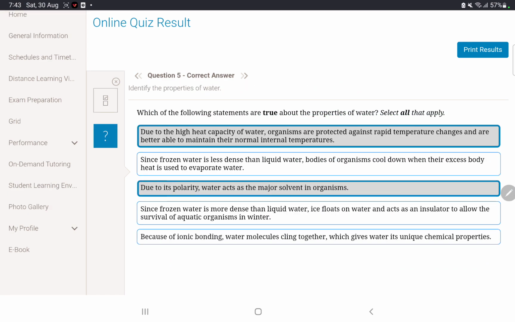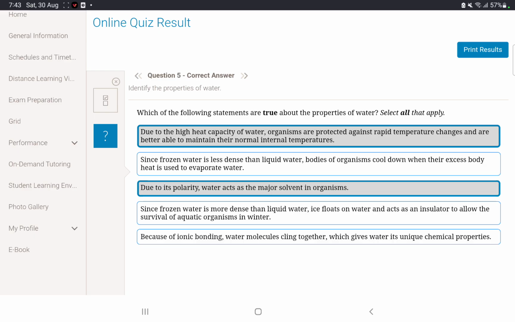Which of the following statements are true about the properties of water? Due to the high heat capacity of water, organisms are protected against rapid temperature changes and are better able to maintain their normal internal temperatures. See, that's exactly what I told you. So water doesn't go from 0 to 100 degrees Celsius in 2 seconds. It takes time.